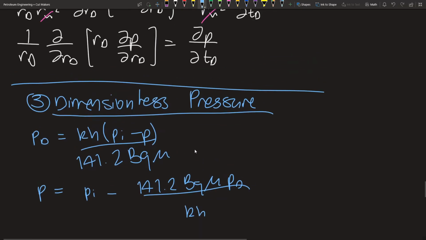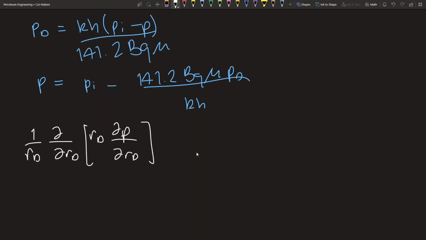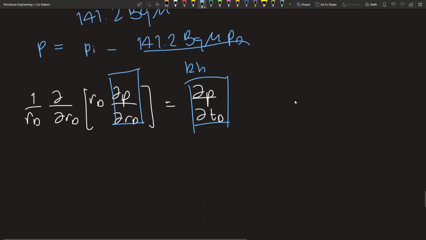And now, let's rewrite what we have for our diffusivity equation. We find that we have 1 over r sub d, dou over dou r sub d, r sub d dou p over dou r sub d, and this is equal to dou p over dou t sub d. So now the question is, where do we have pressure terms and derivatives? And we have 2 on both sides. So this is what we can do now. We can just substitute the P in both of these equations. Let's do that. I'll try to keep my writing smaller so that I can actually fit everything on one screen.